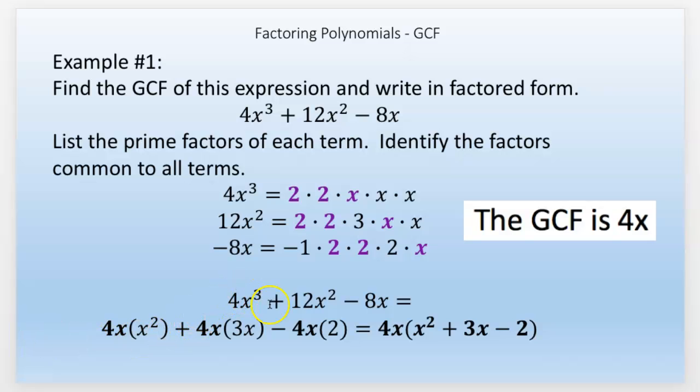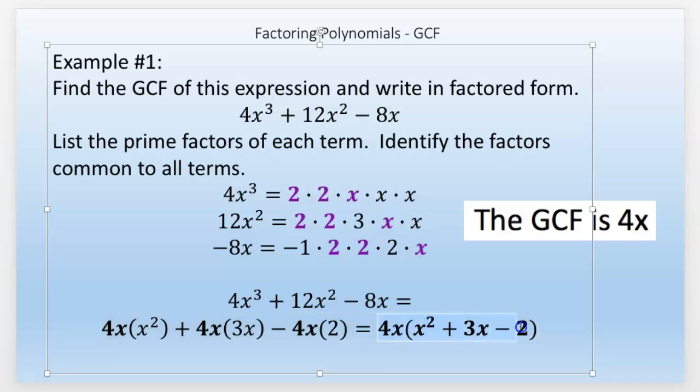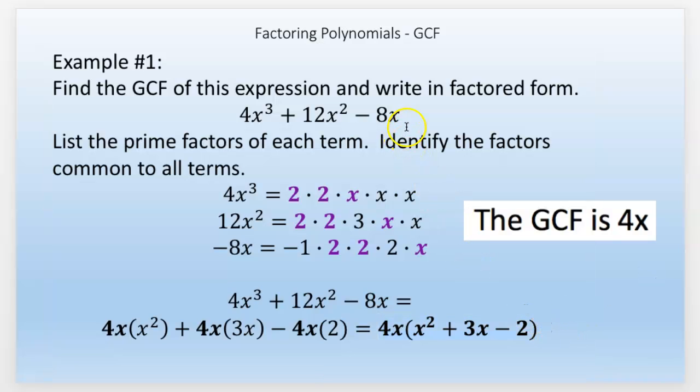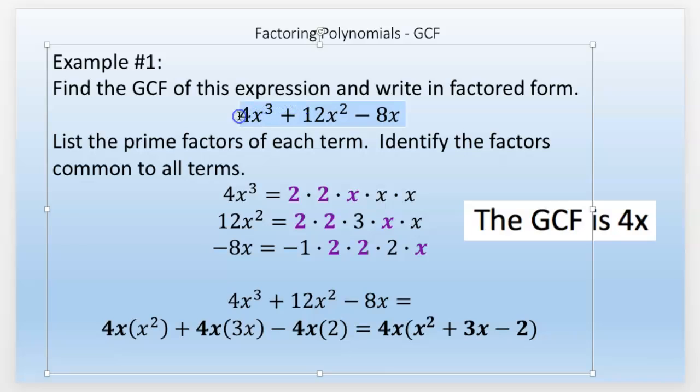Then you take 4x out of each term. See how I did that here? 4x times x squared, and 4x times 3x, and then 4x times 2. This is a negative, remember. And then you can undistribute that and rewrite it like that. That is factored form right there. There's the product of 2 factors, whereas up here, that's the sum of 3 terms. We want to rewrite that as the product of 2 factors down here.